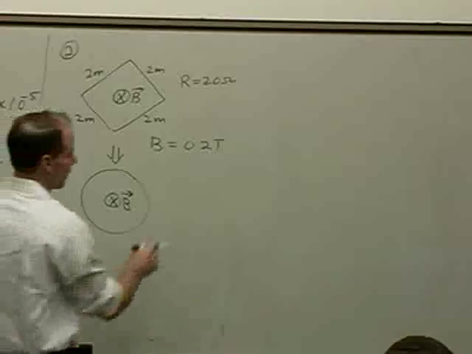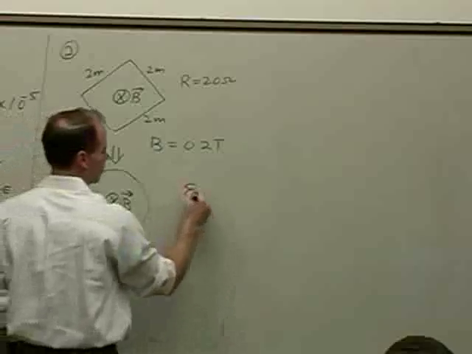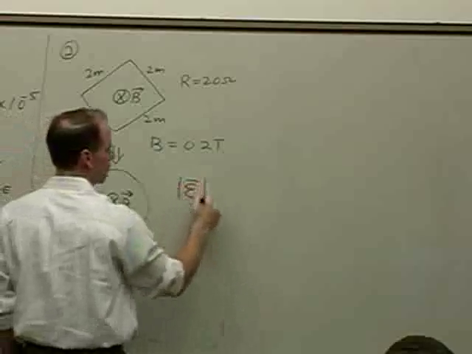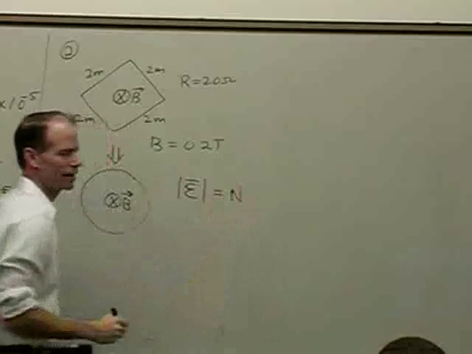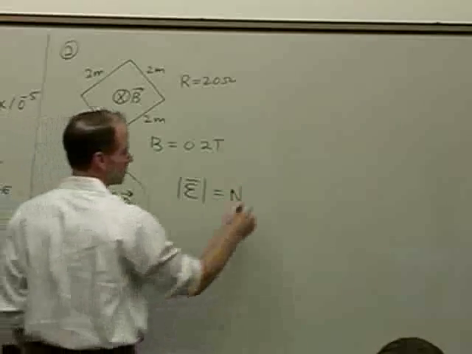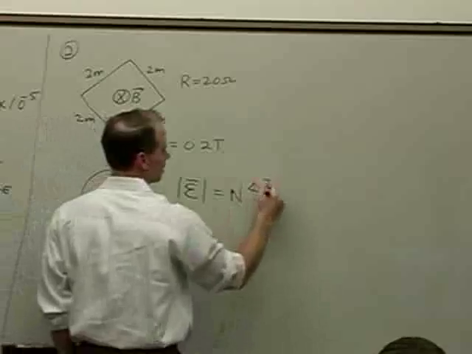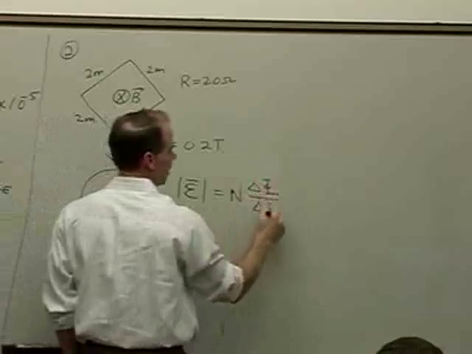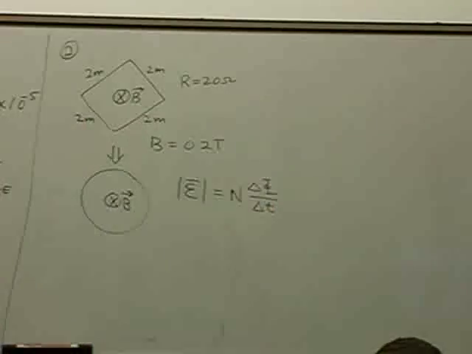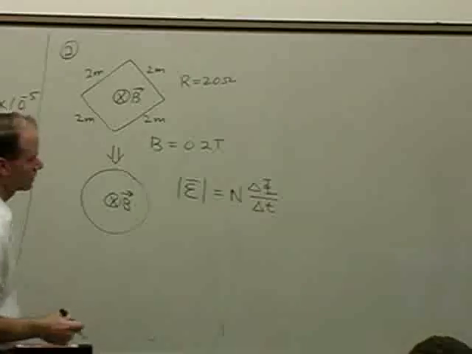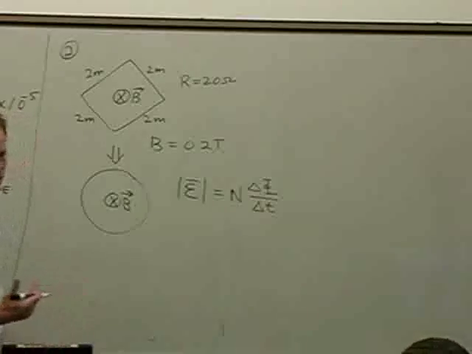Well, according to Faraday's law, one aspect of it, the average EMF induced is going to equal, at least the magnitude, the number of turns times the change in flux over the change in time. I'm not going to worry about the minus sign because we're going to account for that using Lenz's law next. In this case, we only have one turn, so n is 1.